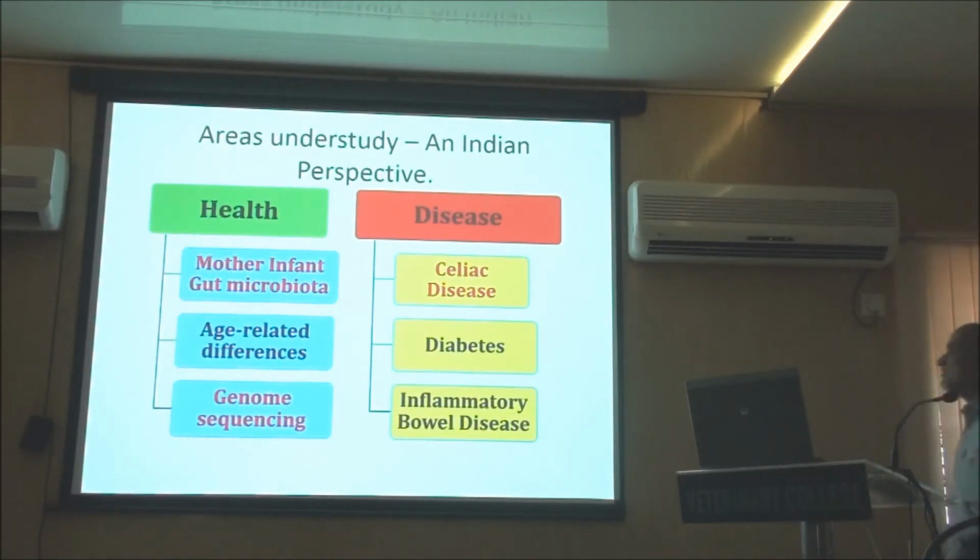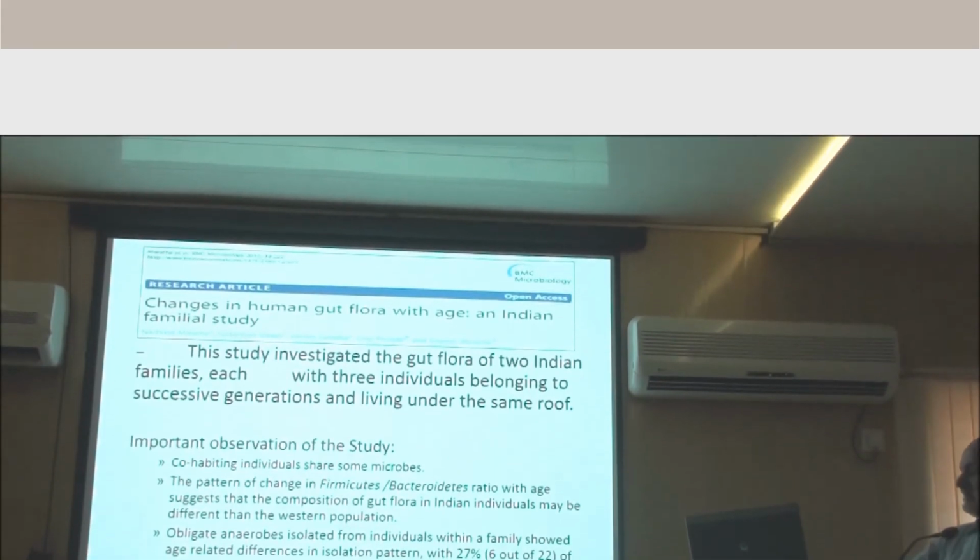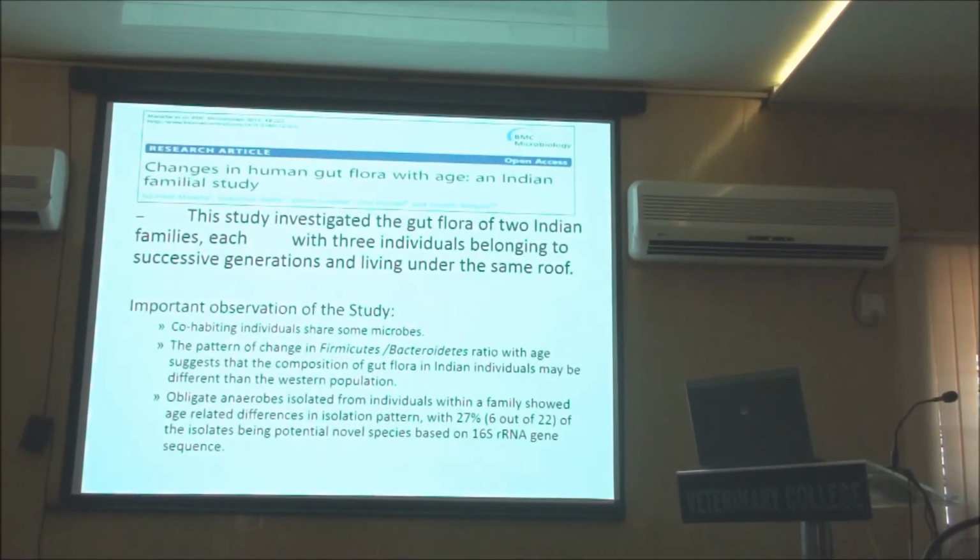So we are looking at human microbiome, various aspects: mother-infant microbiota, age-related differences, genome sequencing, diseases, celiac, diabetes, and IBD. So I'll just give you a bird's eye view of that. We had already published this work where we had looked at families, we had looked at the succession of microbiota.